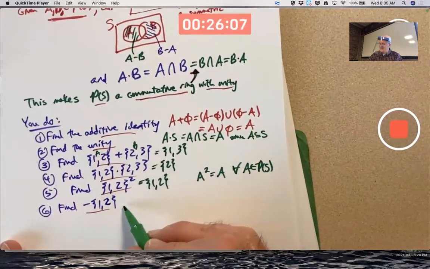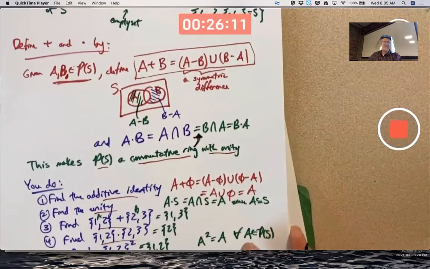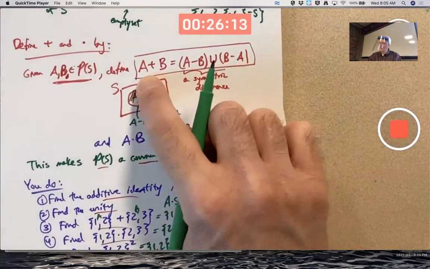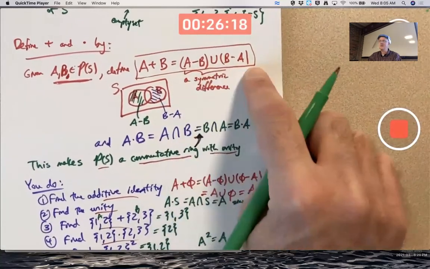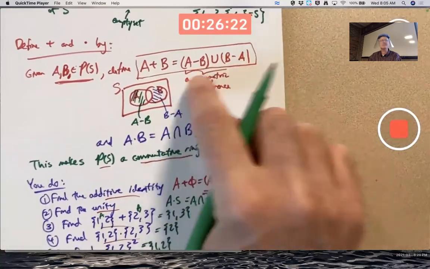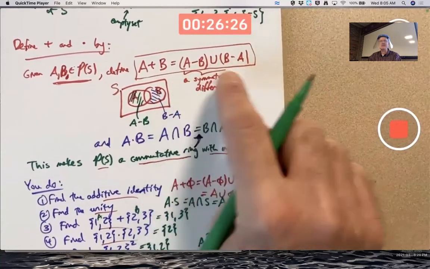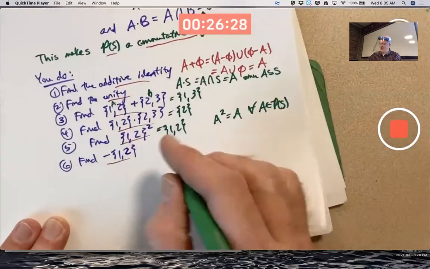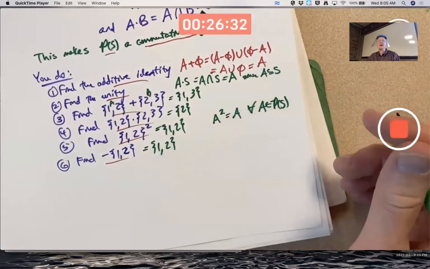What's the additive inverse of {1, 2}? What should I add to {1, 2} to get the empty set? Well, since I'm taking the union of 2 sets, the only way I'm going to get the empty set in a union is if they're both the empty set. So what can I put for B there so that both of these are the empty set? Put {1, 2} itself. {1, 2} is its own additive inverse.